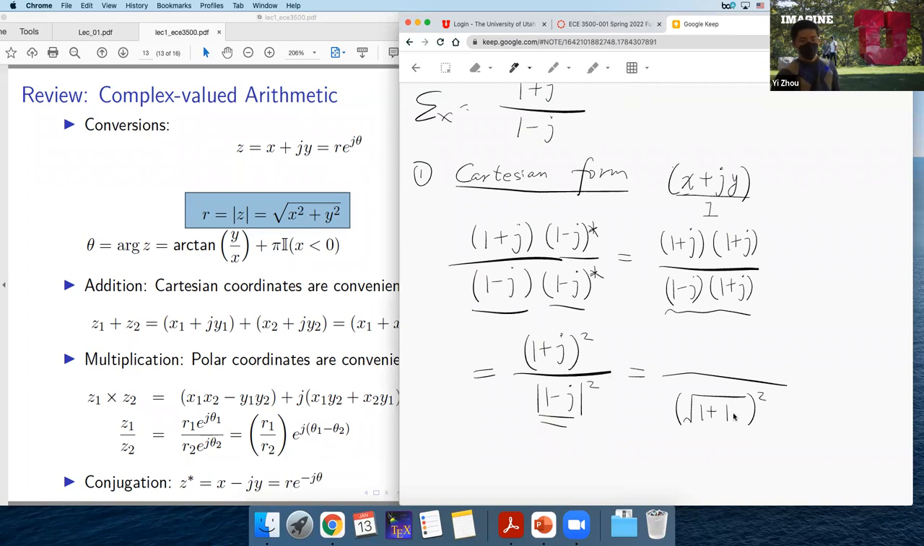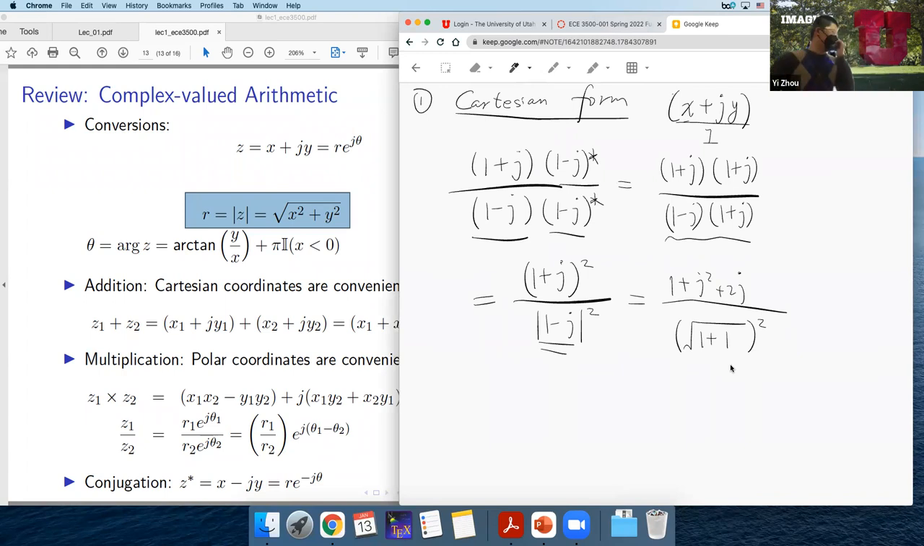Okay, so it's the magnitude to the power of 2. The numerator, you have 1 plus j squared, so you can write them out as 1 plus j squared plus 2j. Now you can see the denominator is a real number. We get rid of the complex number here.